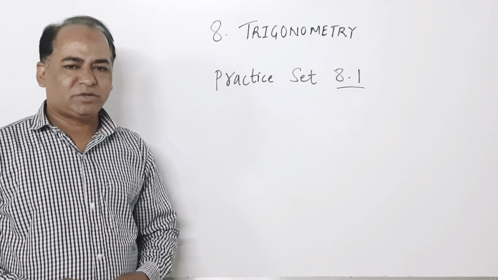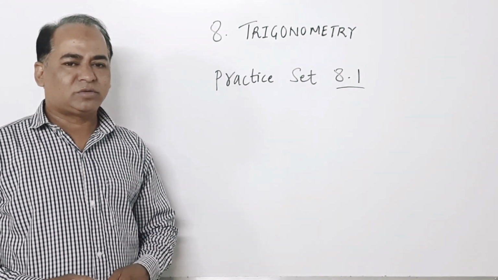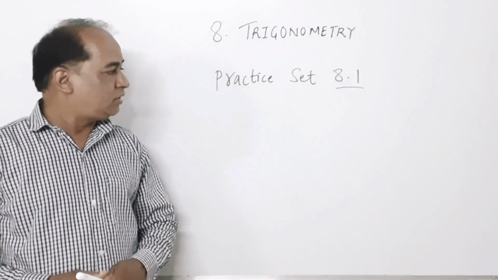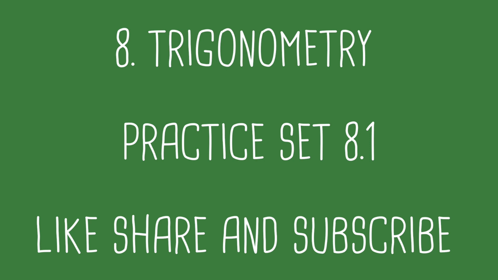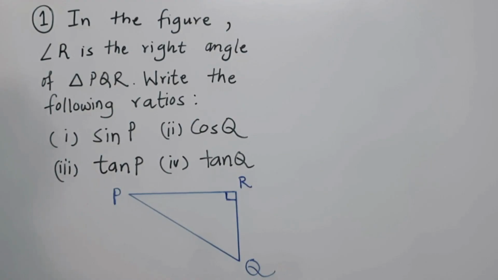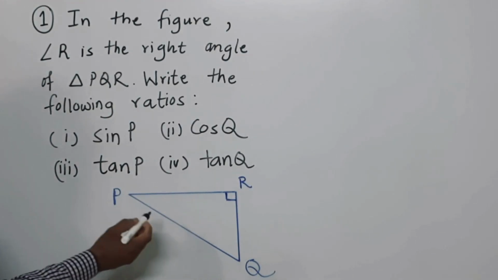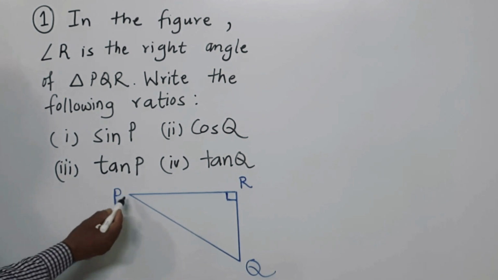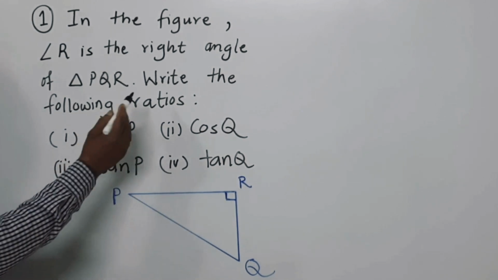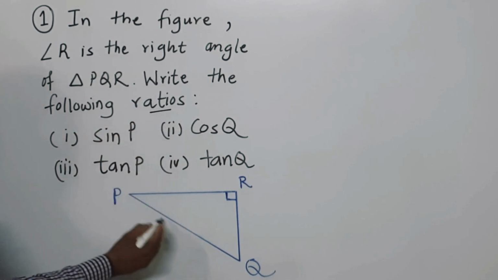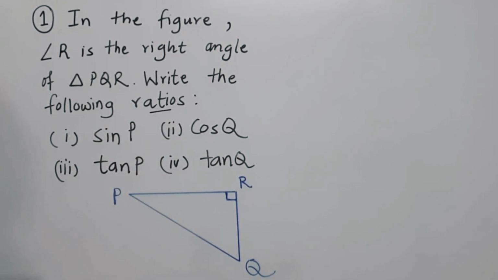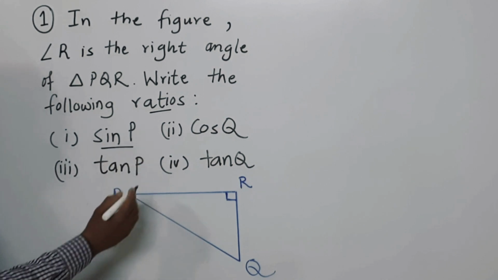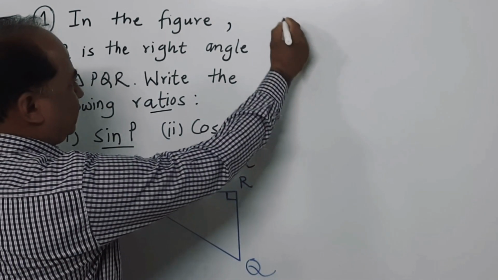Dear students, in this video, we will learn how to solve examples from practice set 8.1 from the chapter Trigonometry. First example: in the given figure, angle R is 90 degrees, the right angle of triangle PQR. Write the following trigonometric ratios. First is sine P.